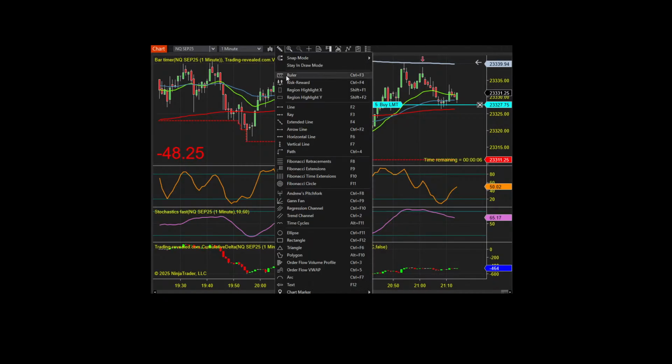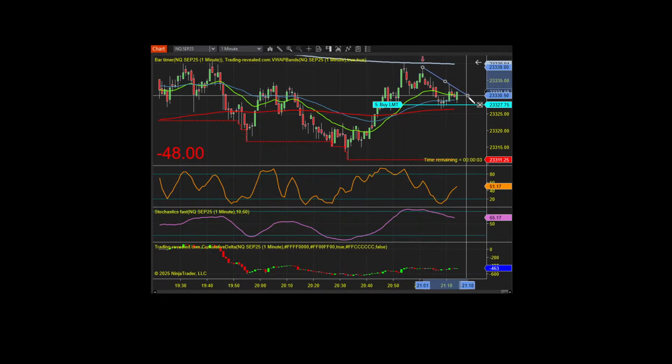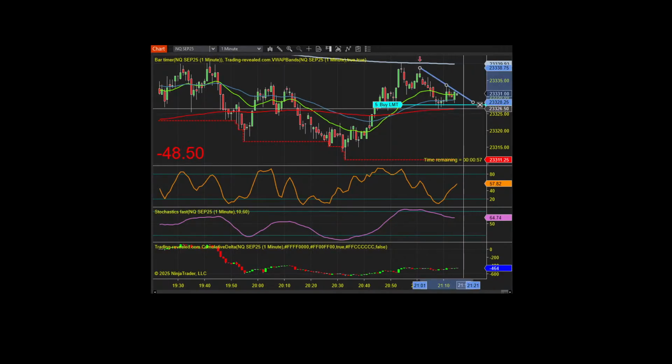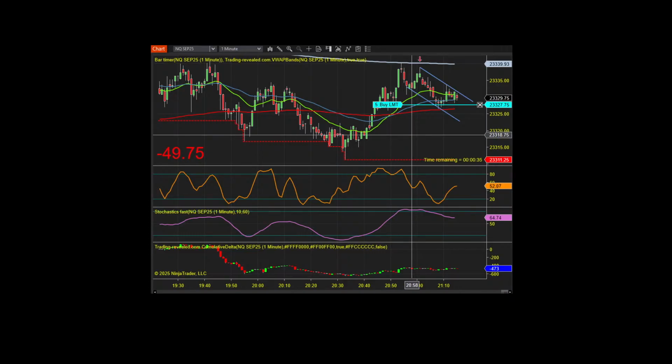Making a little bit of a channel. But we want this to come down, get filled at 27.50. It should make it back up here towards VWAP. I'm bringing it down all the way to this. We'll see where it goes.